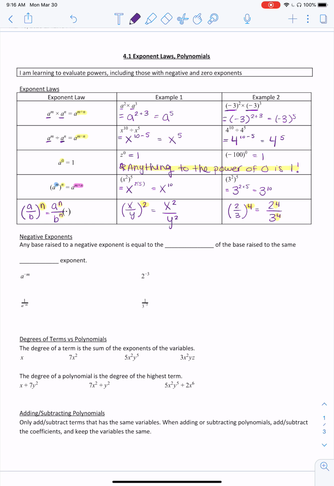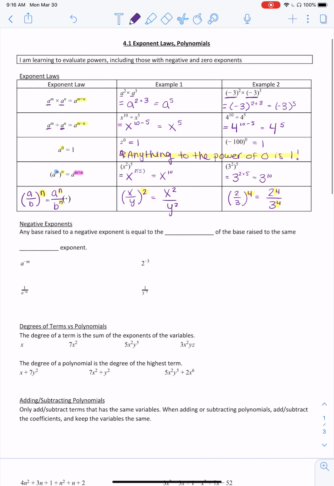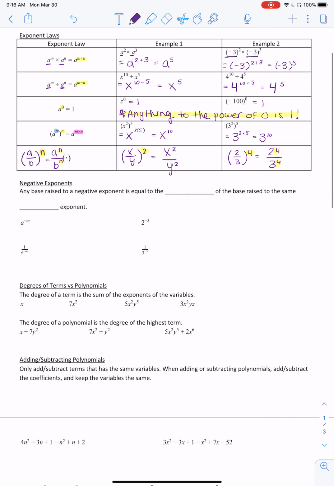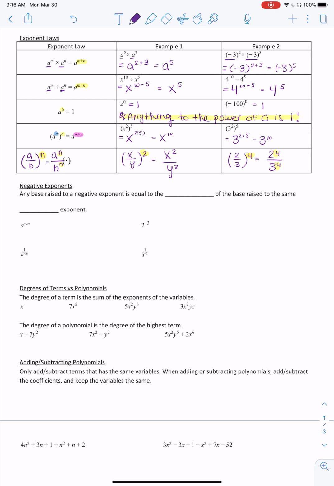So that is our recap of grade 9 power laws. And we did a little quick review of them at the beginning of the year. So there's loads of practice there too if you need a little bit of a refresher. But now we're going to move on to the grade 10 rules.